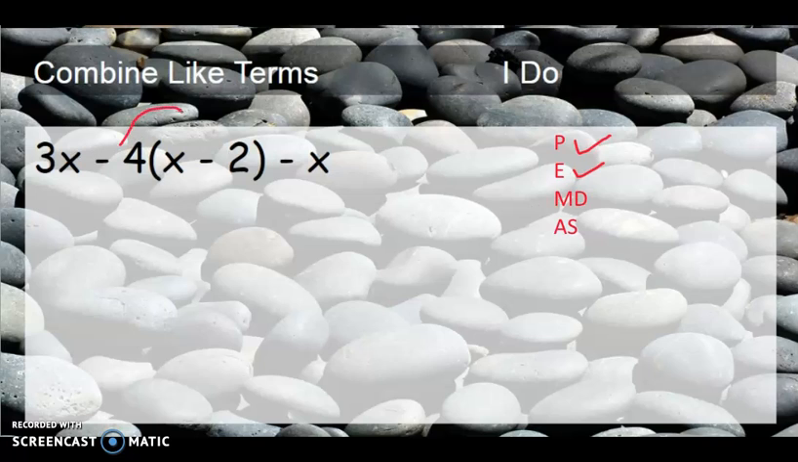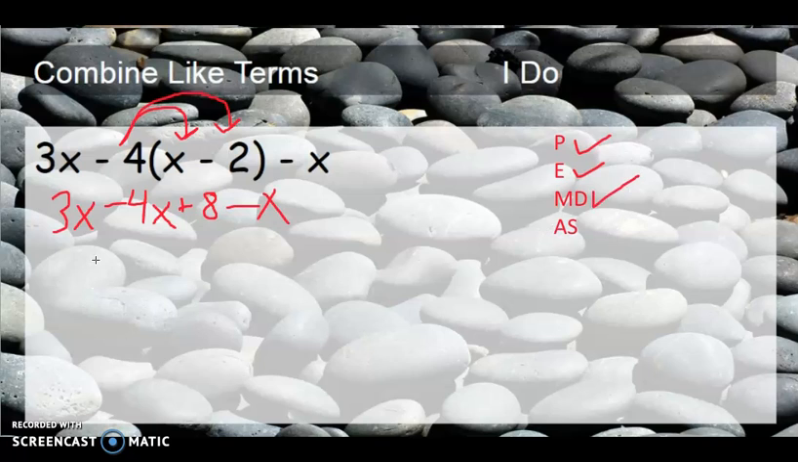We're going to multiply by distributing that negative 4 into both of these terms. Negative 4 times x is minus 4x. Negative 4 times negative 2 is a positive 8. Carry everything else down. So we're done with multiplying and dividing.